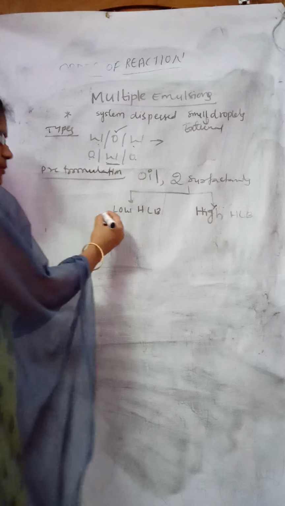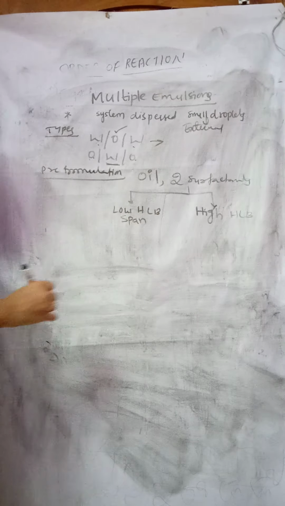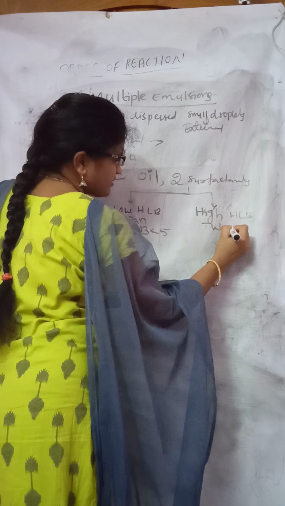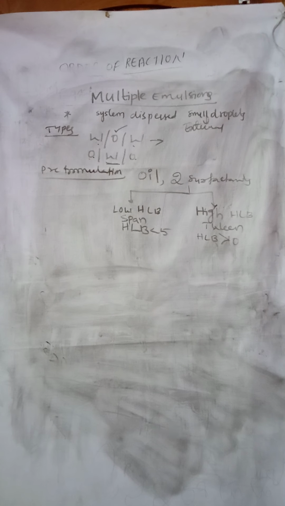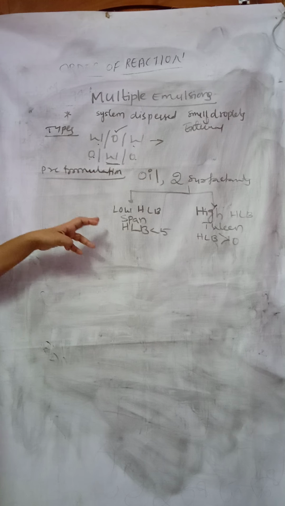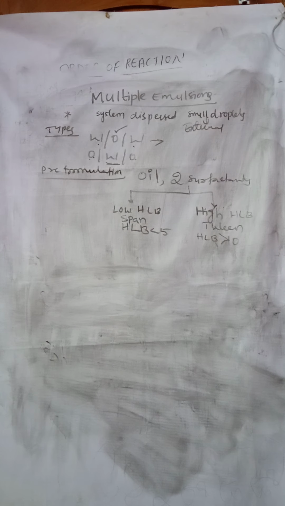For low HLB surfactants, the examples are spans, like span 60, span 80, and the HLB value is less than 5. For surfactants with high HLB, the example is tweens, and HLB is greater than 10. Okay, so like this you have to choose one aqueous phase, one oil phase and two surfactants. One should have a low HLB value and the other a high HLB value.